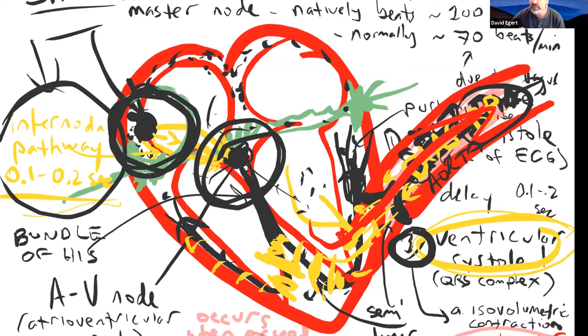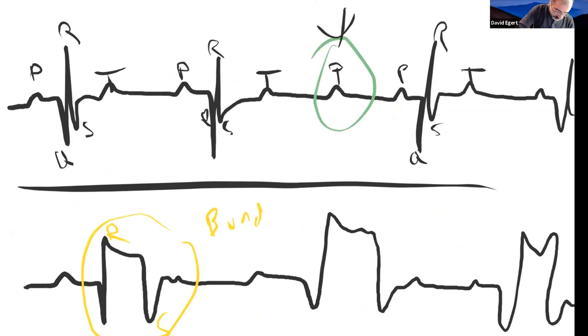and contract, but it takes more time because each cell has to excite its neighbor, has to excite its neighbor, has to excite its neighbor. So the depolarization is much slower to spread across the ventricles. So when you see something like this, this is more what we call bundle branch block.